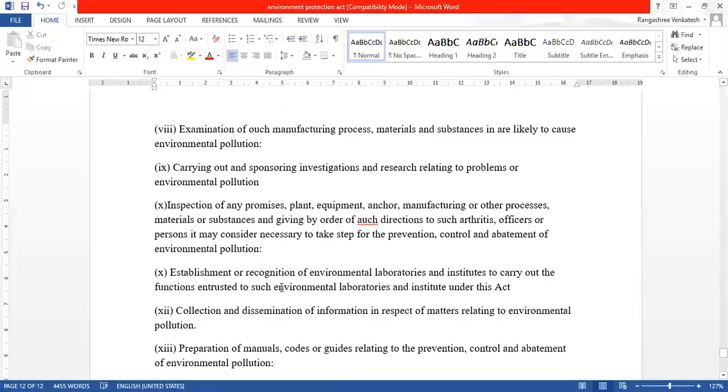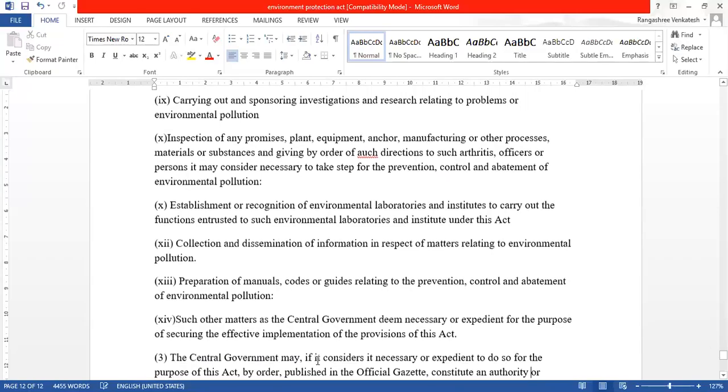establishment or recognition of environmental laboratories and institutes to carry out the functions entrusted to such environmental laboratories and institutes under the Act; collection and dissemination of information in respect of matters relating to environmental pollution; preparation of manuals, codes or guides relating to the prevention, control and abatement of environmental pollution; and such other matters as the central government deems necessary or expedient for the purpose of securing the effective implementation of the provisions of the Act.